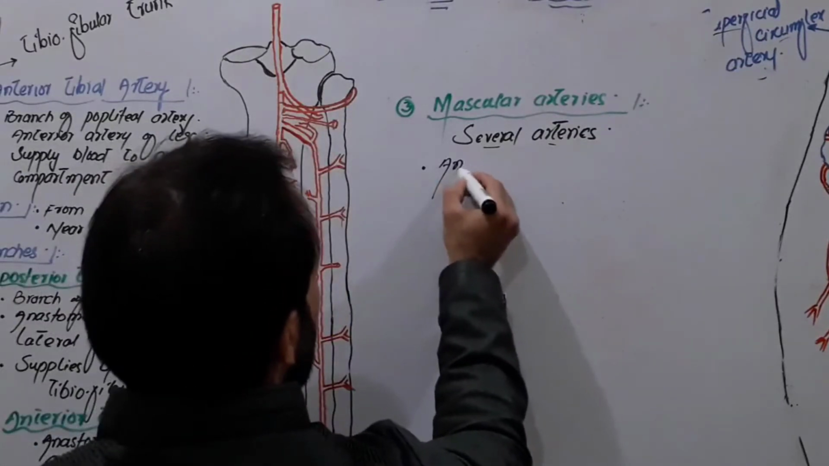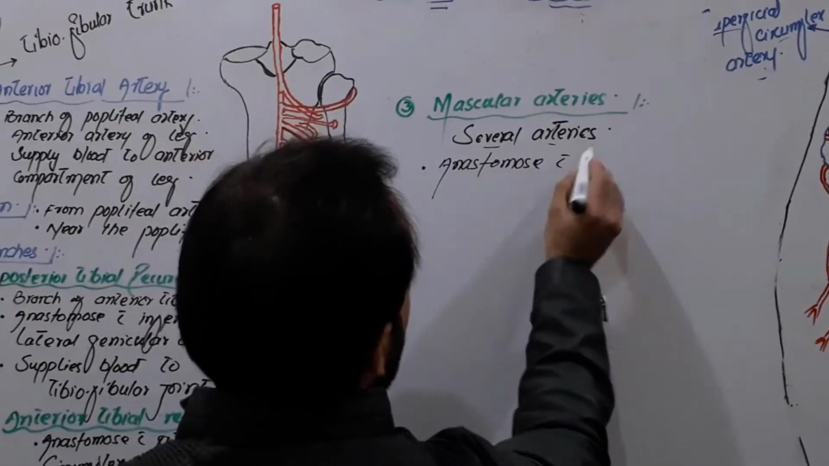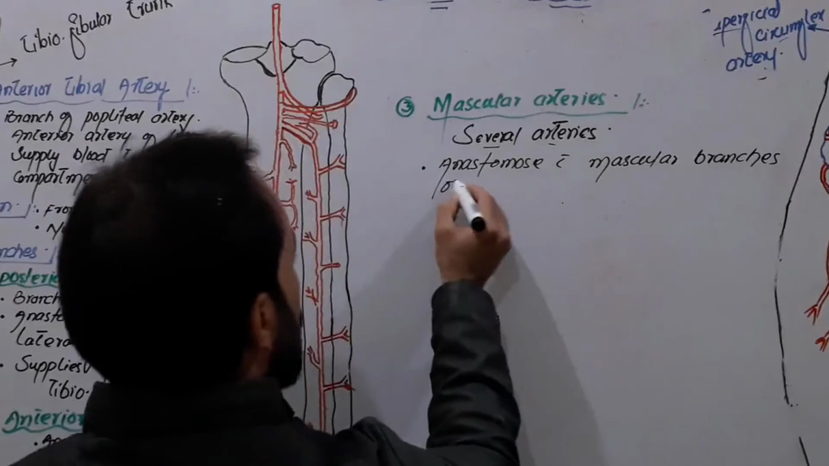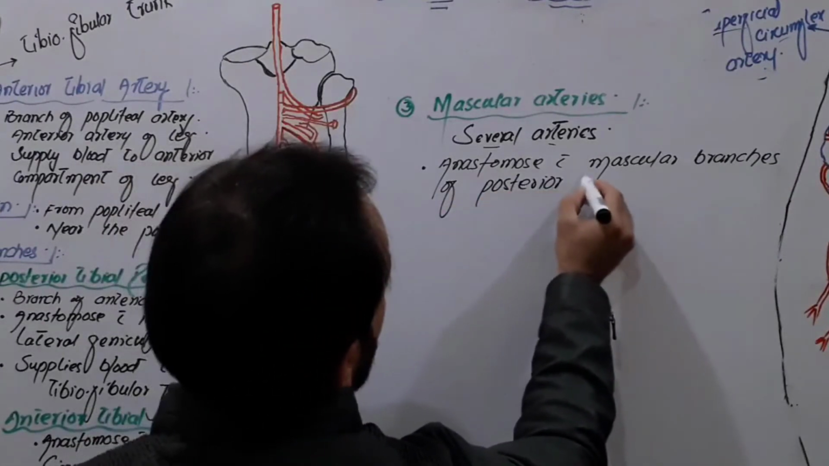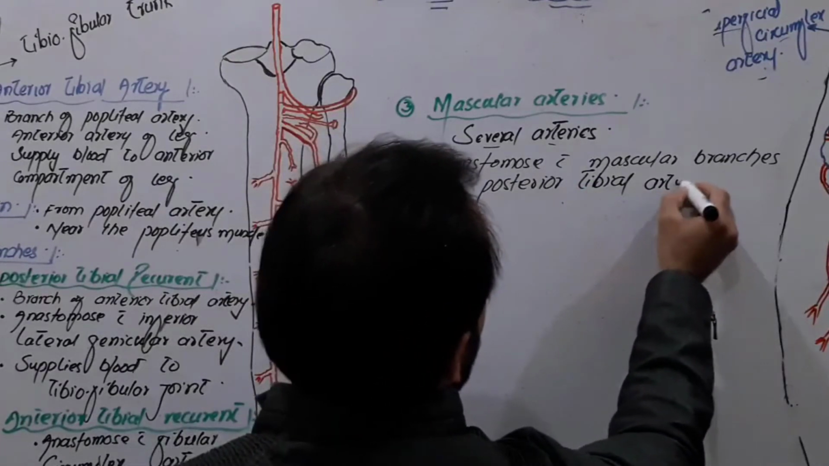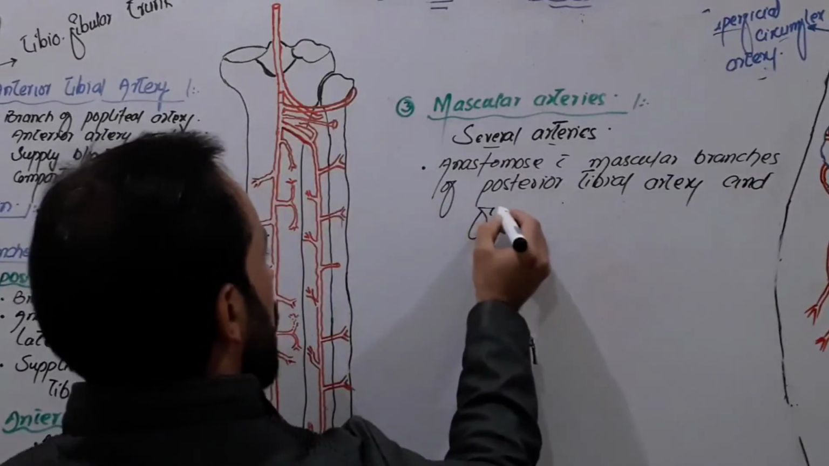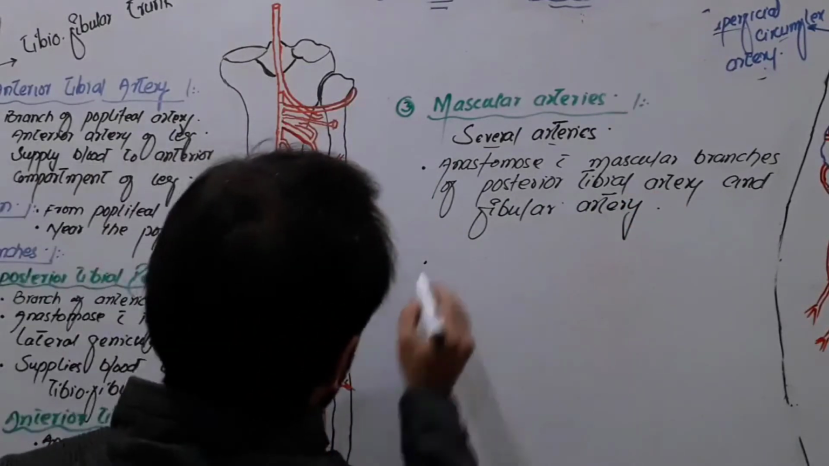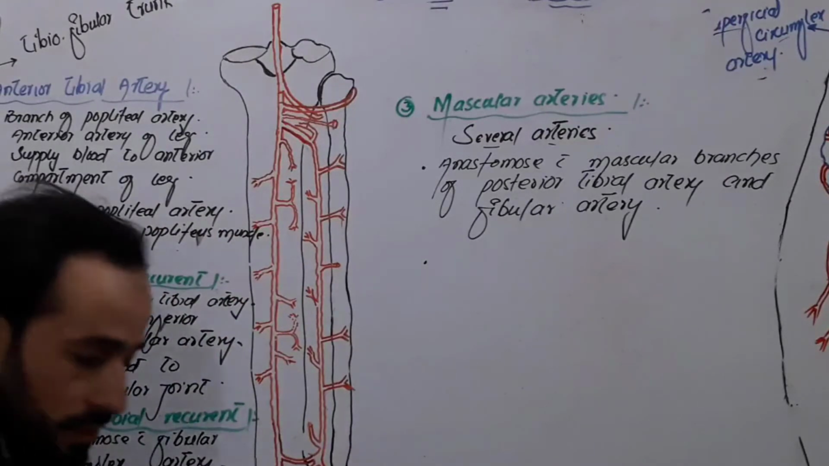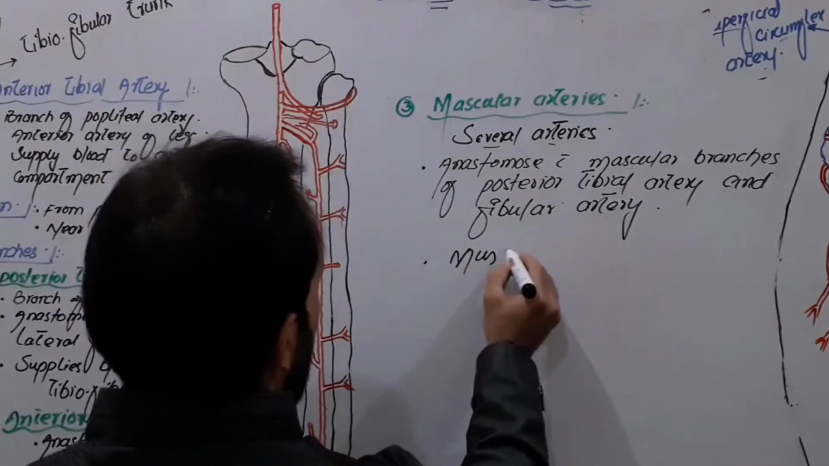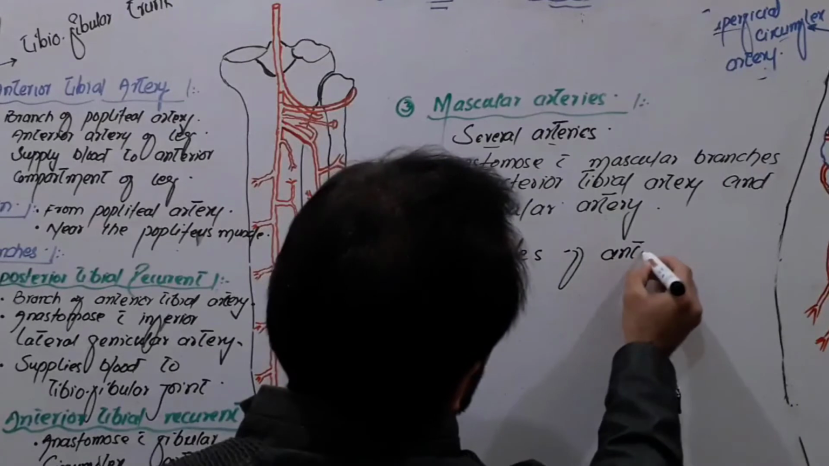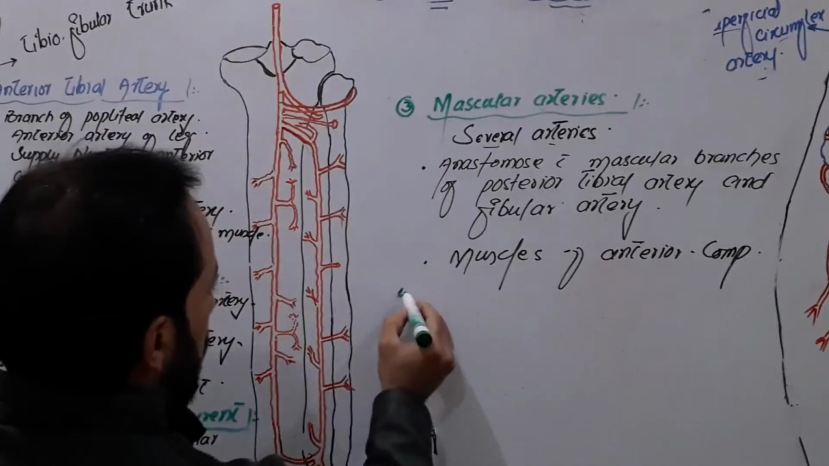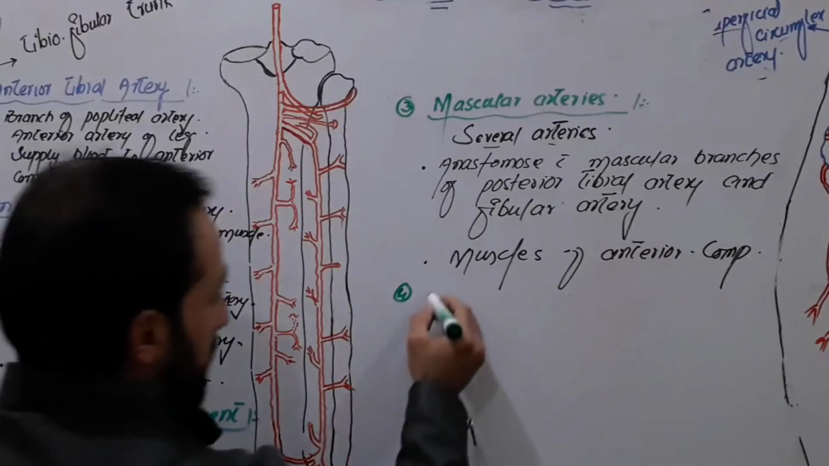So they anastomose with muscular branches of posterior tibial artery and fibular artery. Clear, friends? And what do they supply? They supply blood to the muscles of the anterior compartment, right, friends? So they supply blood to muscles of anterior compartment. Done. Clear, friends? Then the next branches which arise from this anterior tibial artery are called the perforating branches.